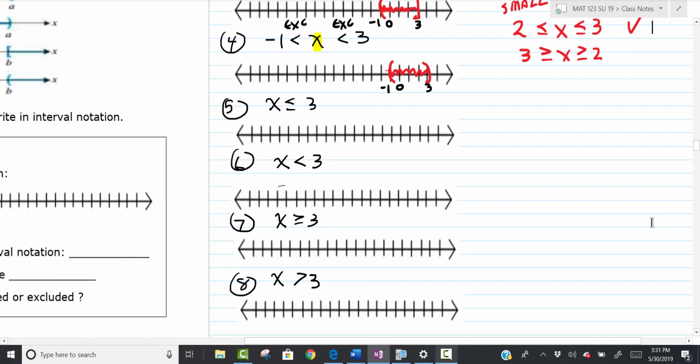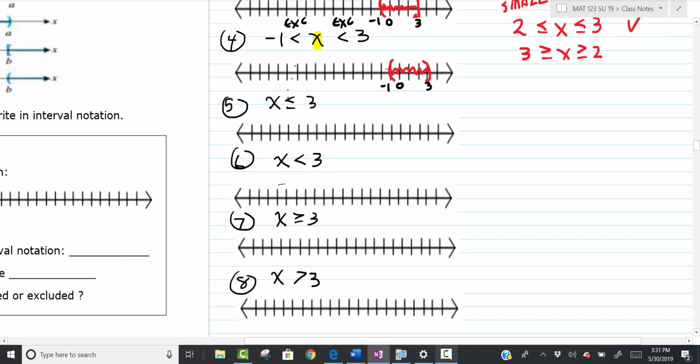Okay, now I'm going to move down, and now these are just one-way graphs. So this is less than or equal to 3. So again, you locate where 3 is. Okay, you're going to shade to the left. All the numbers less than 3 are to the left of it. You include 3, so you put a bracket. Then you just shade to the left like that. That's all you do. Now we'll go back and do the interval notation on this stuff in just a minute. I'm going to do the interval notation after I do the graphing.